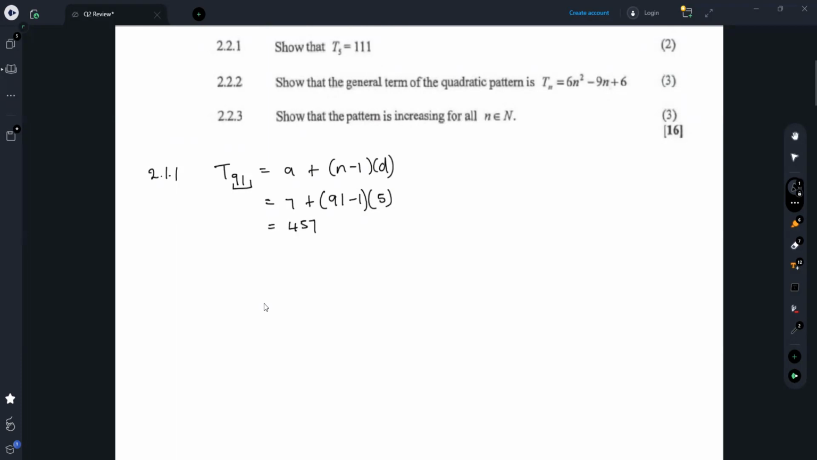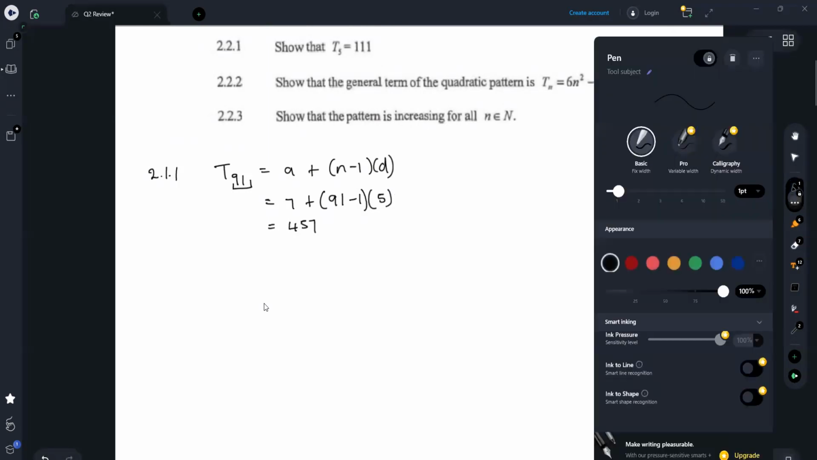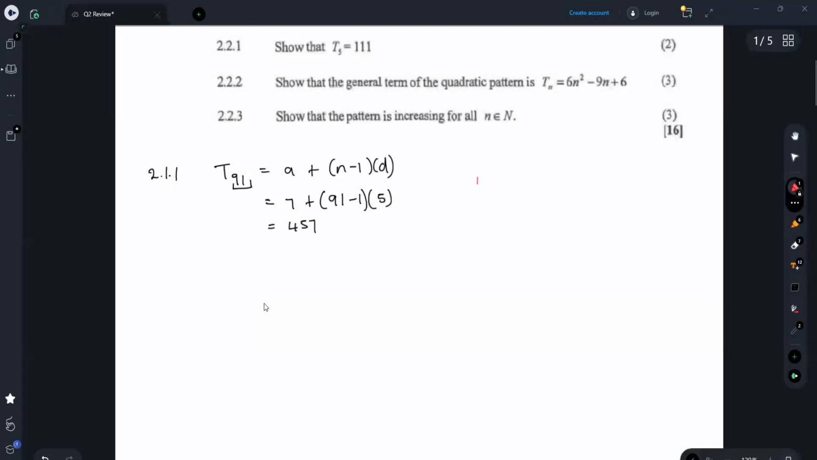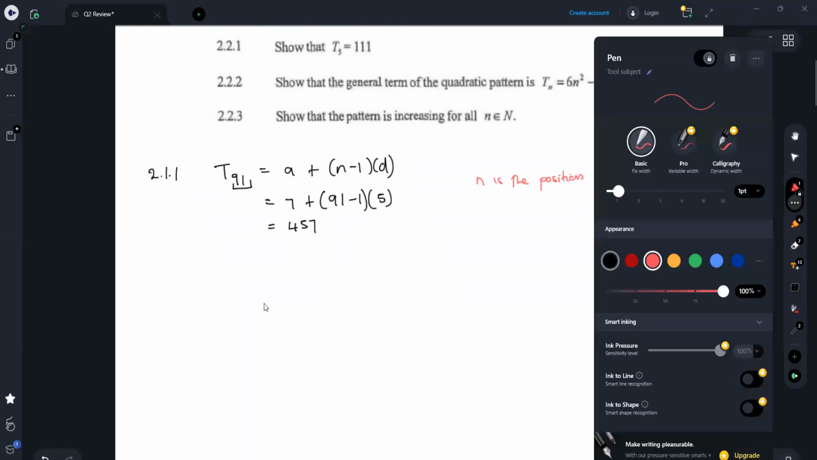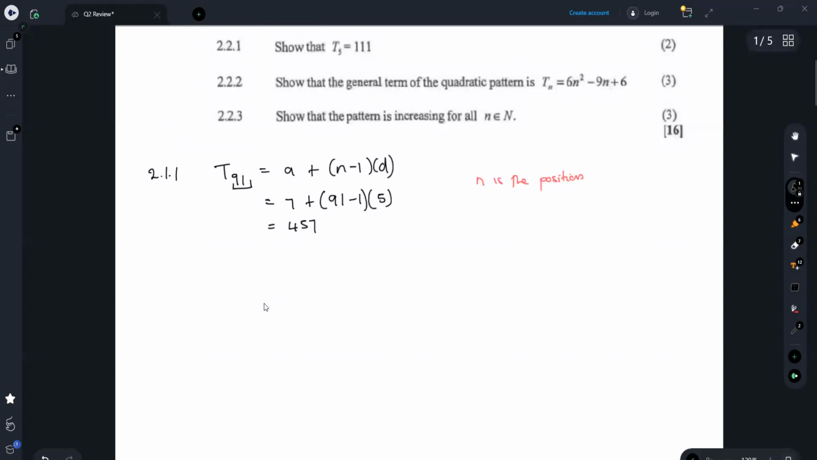457. Okay. So now whenever you're dealing with a term like this, when you're dealing with a pattern, you know that n represents position. In this case, we know that n represents position. N is the position. This is when you are looking at the pattern itself. And you will see that it will be a bit different when we're tackling the sum.